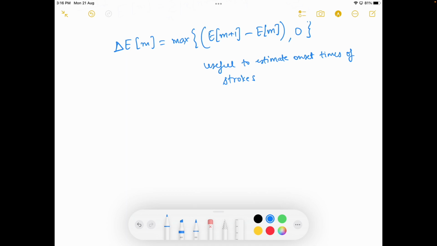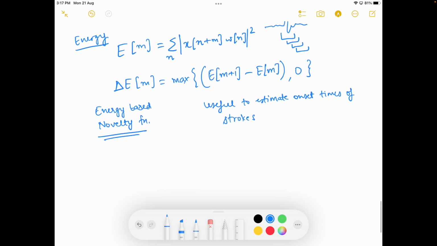What is this function called? Let's give it a name. It's called the energy-based novelty function. Energy-based novelty function means suddenly some burst has happened and something new has happened. Basically it detects the new bursts which come.